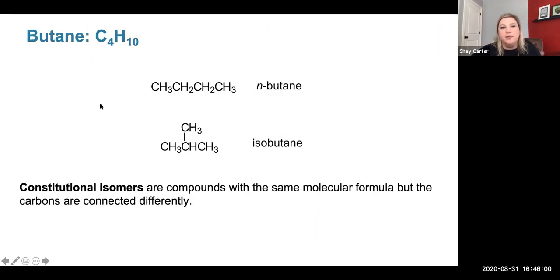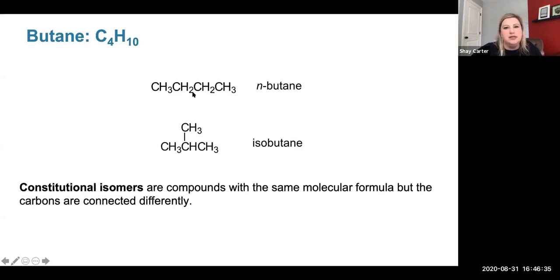Okay, so let's look at butane. We're going to talk about constitutional isomers. We've talked about them before when we talked about isomers. Constitutional isomers are compounds that have the same molecular formula, but their carbons are connected differently. So one carbon is connected differently to the other, or connected to a different carbon even, is what we need to think about. Constitutional isomers have the same molecular formula, but the carbons are connected differently.